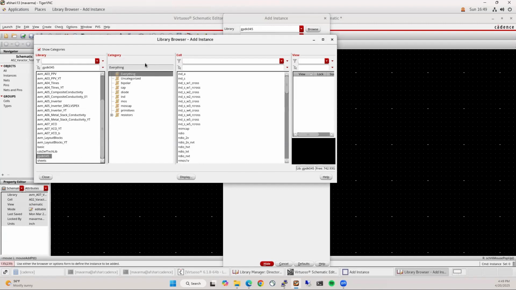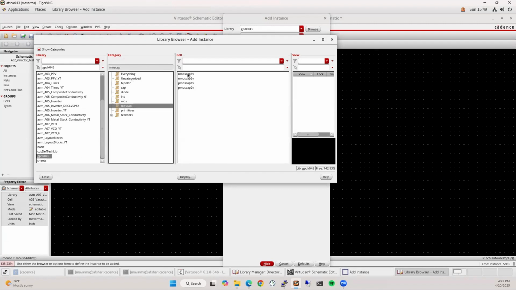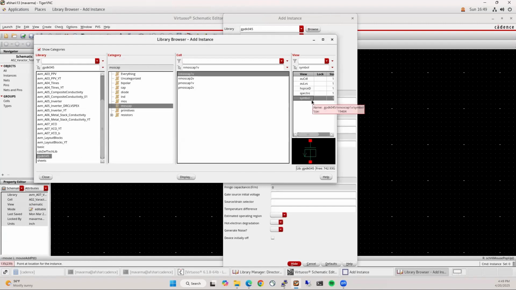And GPDK actually has varactors, MOS caps. So although in the last video I basically built MOS caps using the transistor models, you can directly use this or you can also use those. The one thing you need to be careful about when you're using those is that in some of the cases I said you can bias the body to negative values. When you do that, you have to be very careful because the body is shared between many transistors.